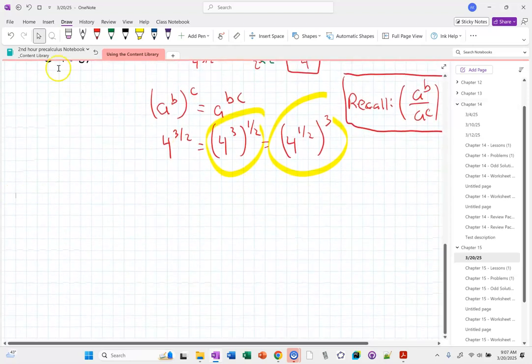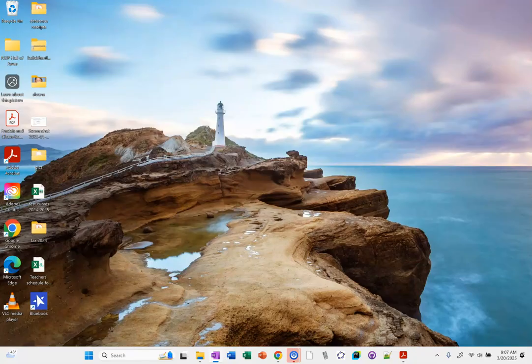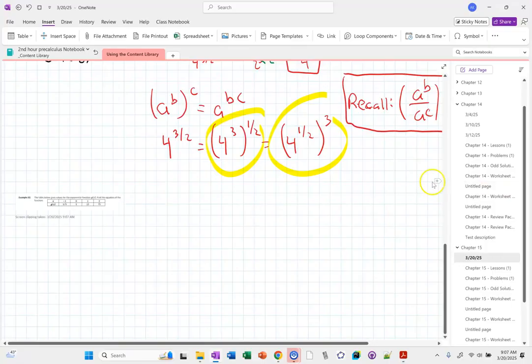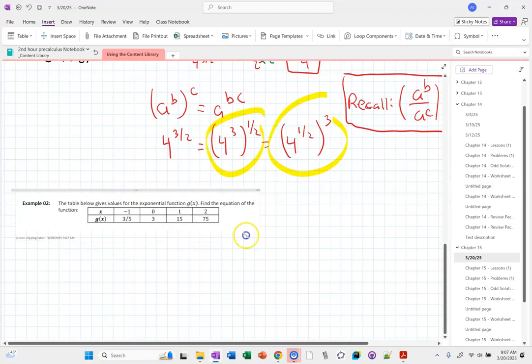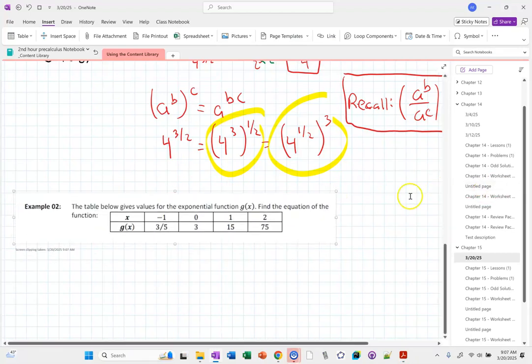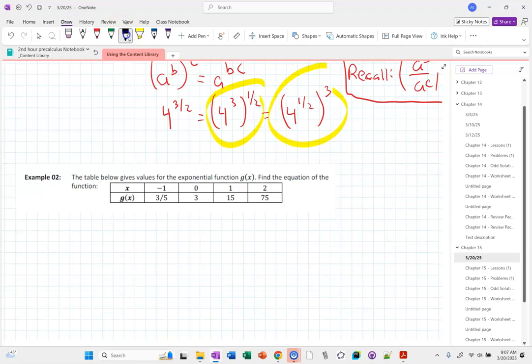So one of the other early skills that we're going to be looking at is taking a table of values and trying to turn that into an exponential function. Now, we've already done this once early on, right? Do you remember doing this back when we did, I think it was chapter 12, the modeling?